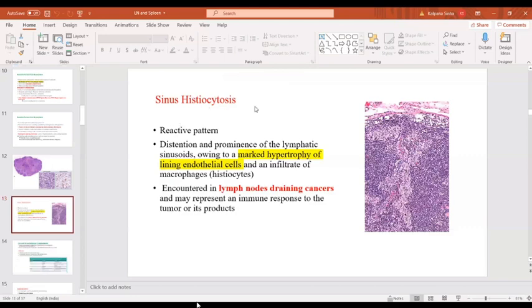Coming to sinus histiocytosis, this is also a reactive pattern. Sinus histiocytosis is basically seen when there is a carcinoma in the body and the adjacent lymph nodes are draining it. So the sinuses beneath the capsule, see, these are the sinuses, are expanded and filled with histiocytes. So basically sinus histiocytosis is a part of carcinoma involvement of the draining lymph node.